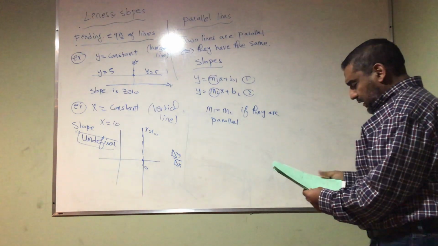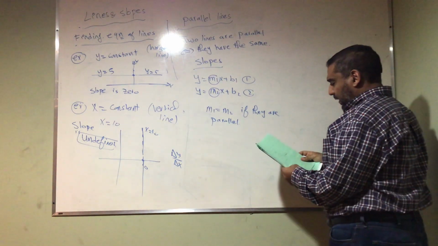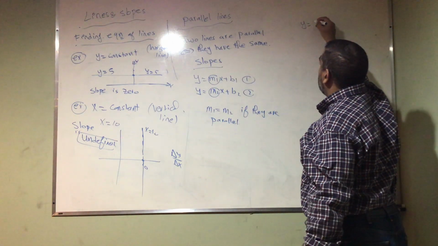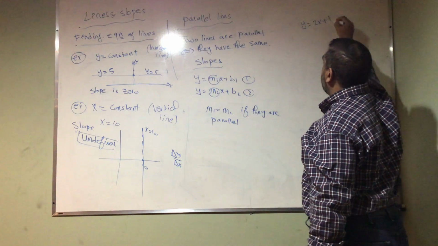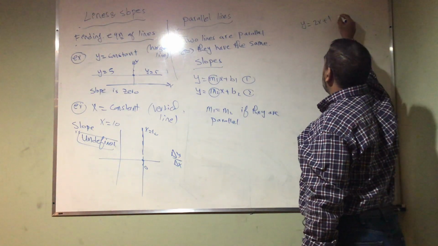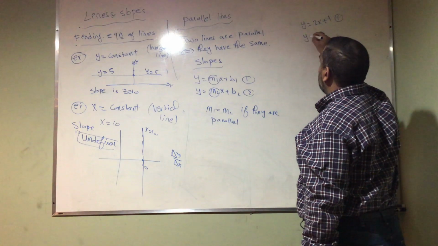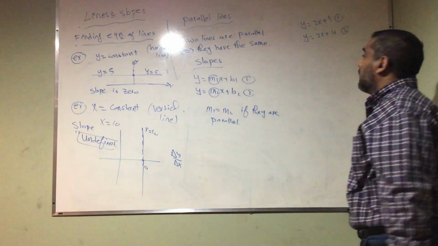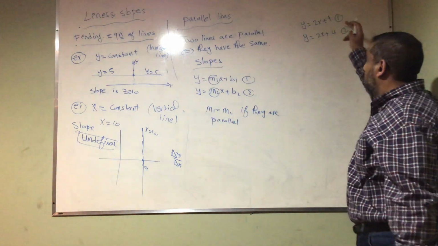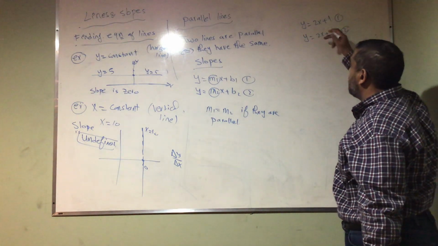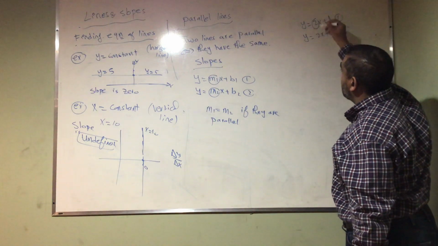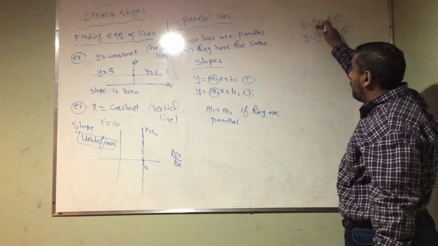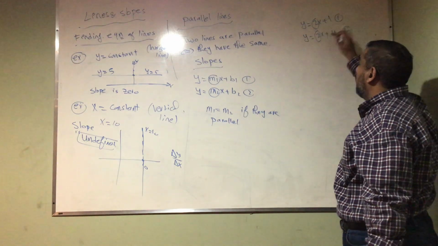For example, if I have y equal 2x plus 1, that is equation of line number 1. And y equal 2x plus, say, 4, equation number 2. All right? Those two lines, line number 1 and line number 2. As you can see, what is the slope here? The slope is 2. What is the slope here? It is 2. So your slopes are the same. What is different?